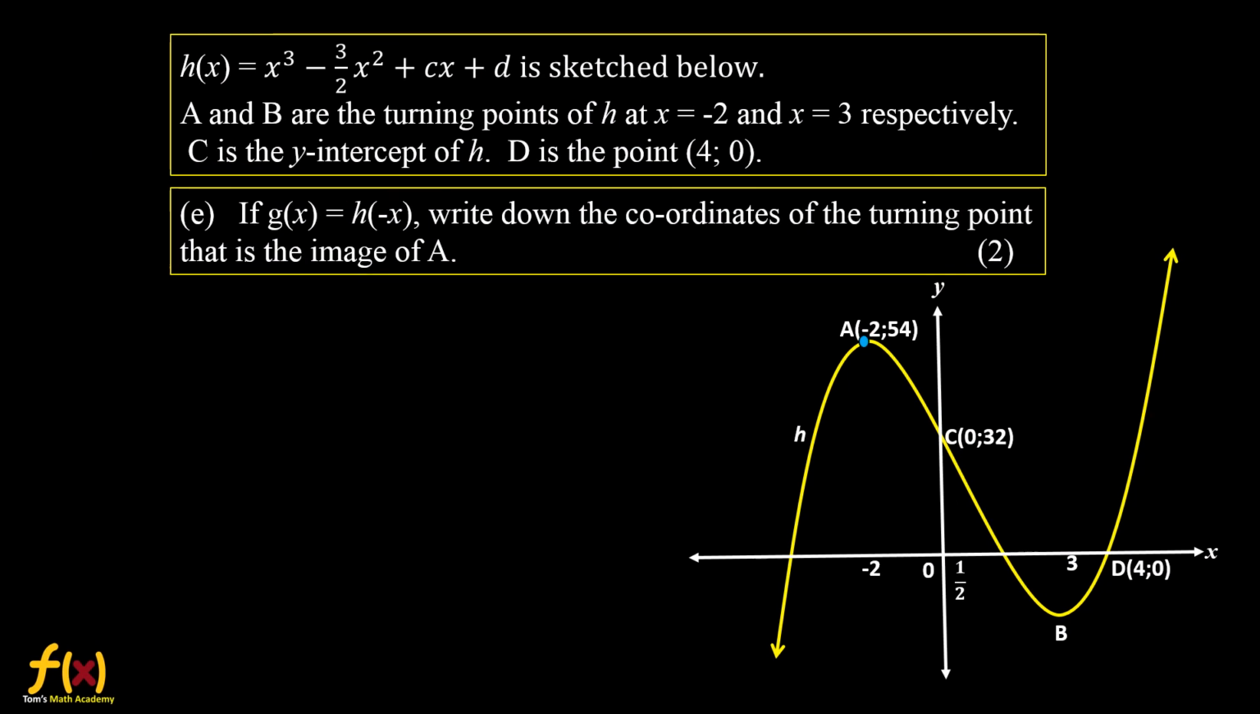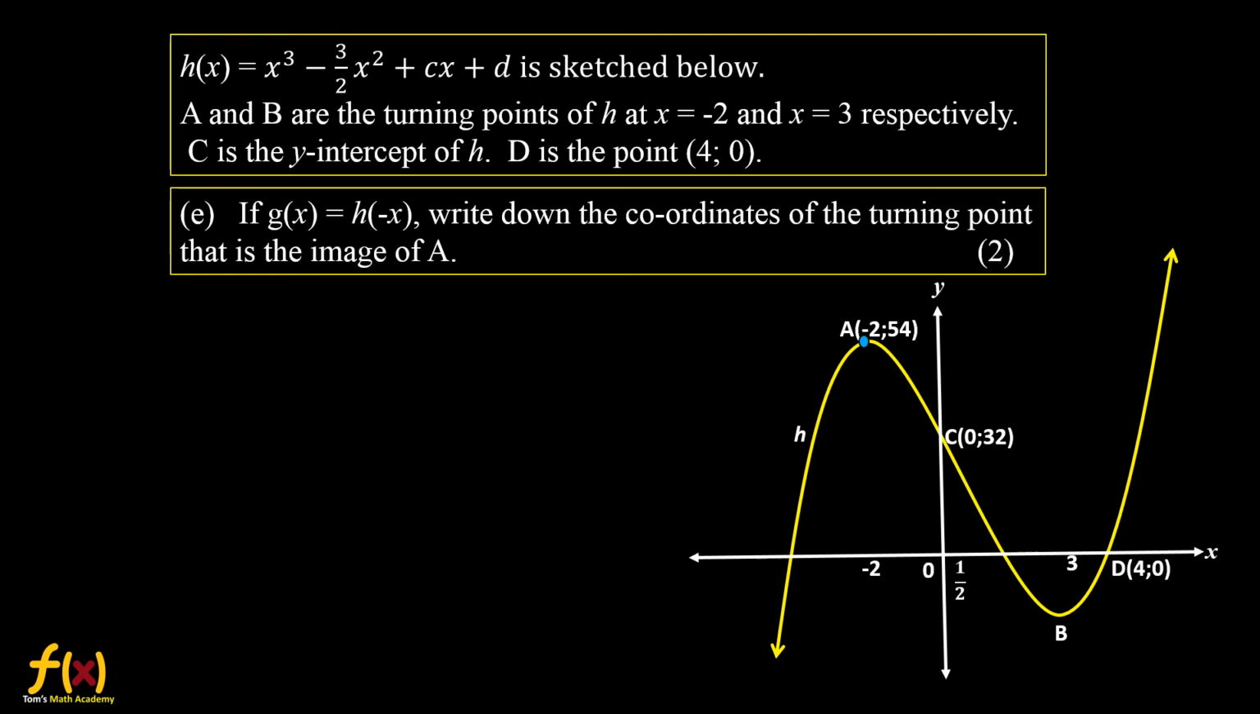If g(x) equal to h of minus x, what is the meaning? We give another name for the function. H of minus x is called g(x), that is all. Write down the coordinates of the turning point. Okay, that is the image of A. H of minus x, you can see that it's a reflection along the y-axis.